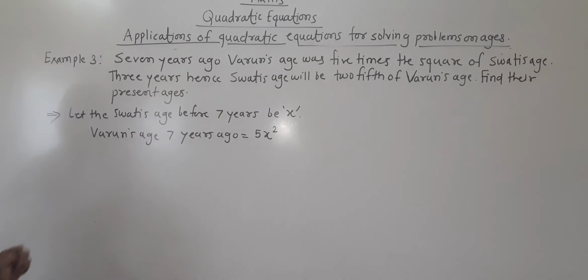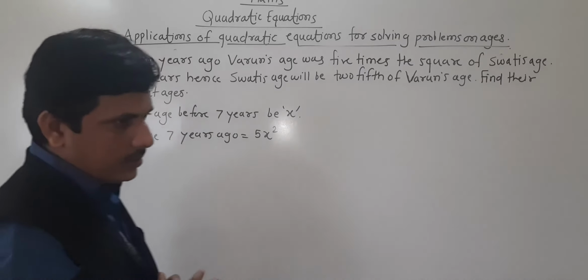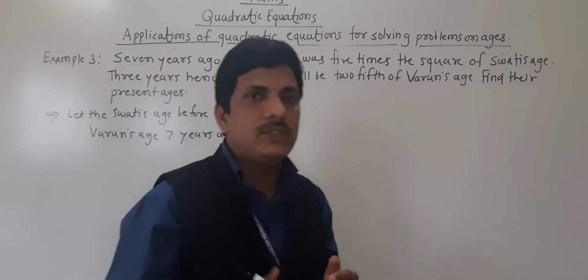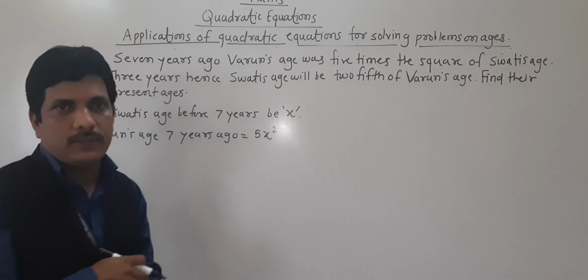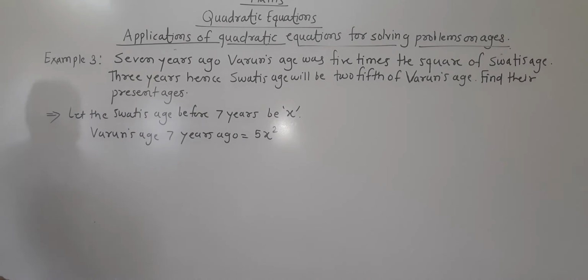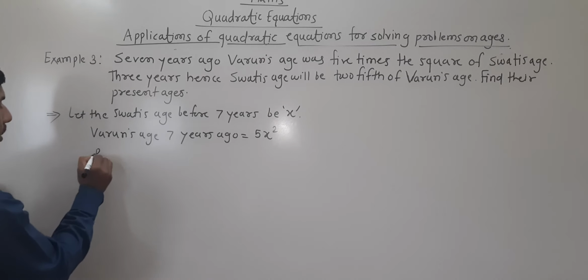So 5x. Okay. 3 years hence they are telling us. So 3 years hence means from now. Okay. So we need to find out the present ages. Okay. So what is the present age? Swati's present age.